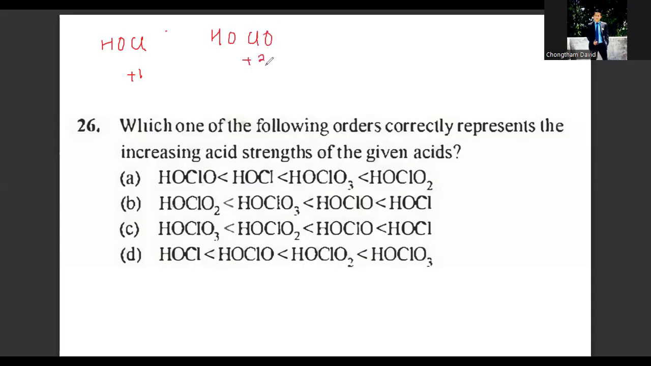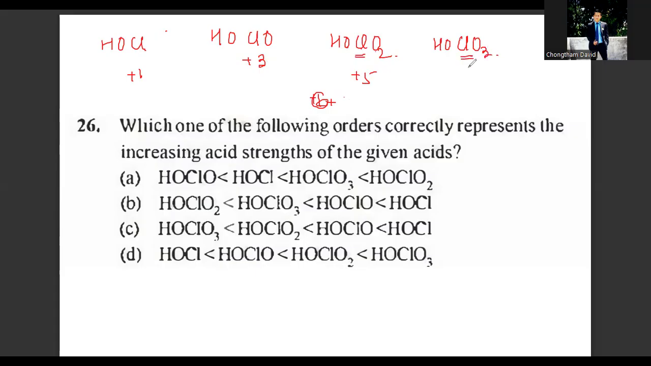HOClO is in the +3 oxidation state. What about HOClO2? Let me give you an example of how to find Cl. Take +1 for H, then you can give -2 for each O, so 2 × -2. Overall the oxidation state of Cl would be +5. In this way you can proceed.